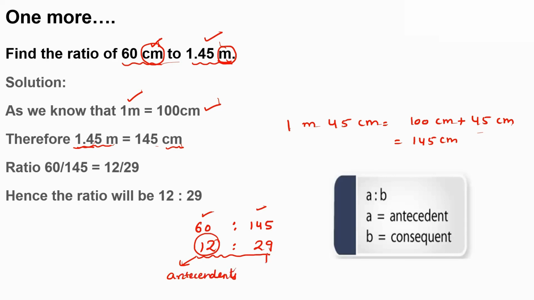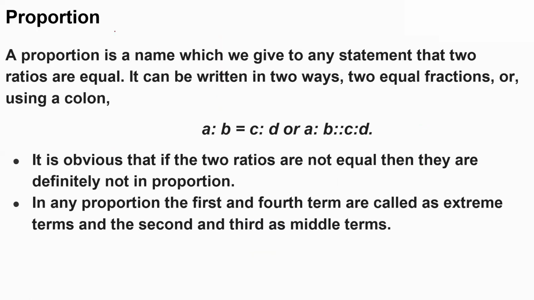And this is called a consequence. These are the terms you have to keep in your mind. These are called antecedent and consequent. Now I'm taking another topic, that's proportion.